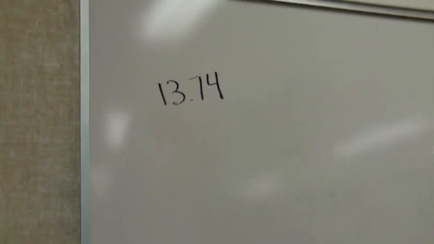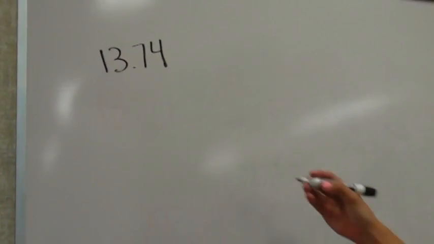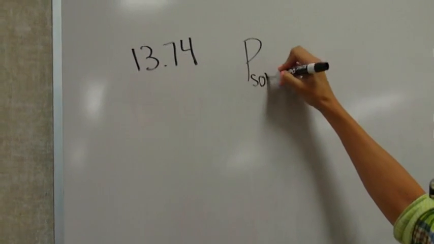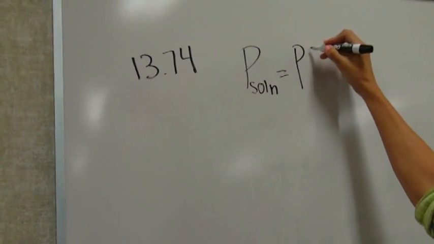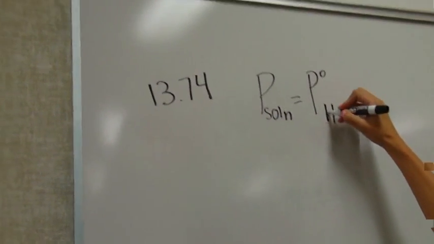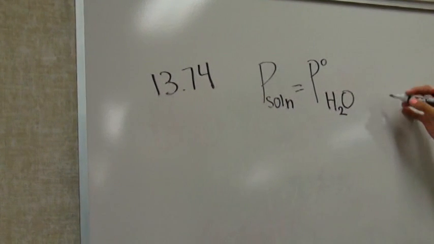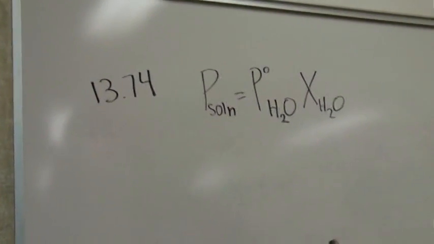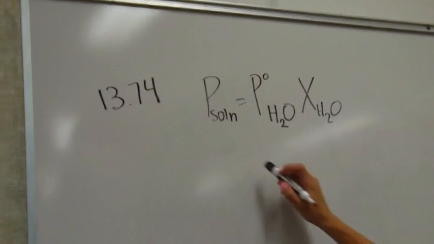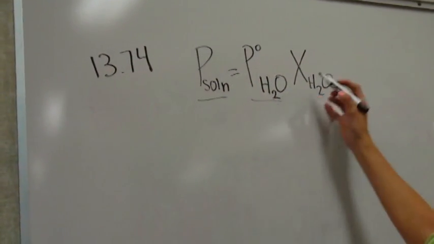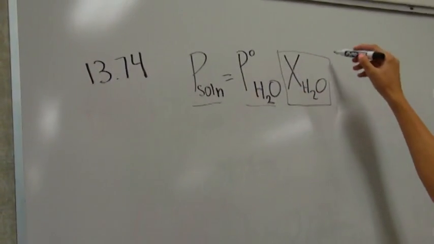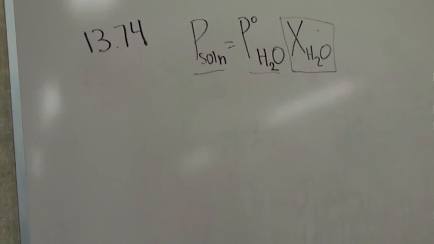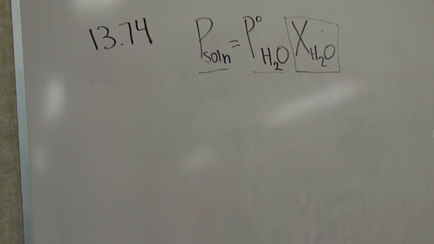All right, so for this problem, we're going to use the equation used previously in this homework, in this chapter. Partial pressure of solution is equal to the vapor pressure of the solvent times the mole fraction of solvent. What the problem's asking us to find is this. It gives us this, and we don't know this, but we can find it from what it gives us. So we need to know the mole fraction. The first thing we need to do is convert everything it gave us into moles.